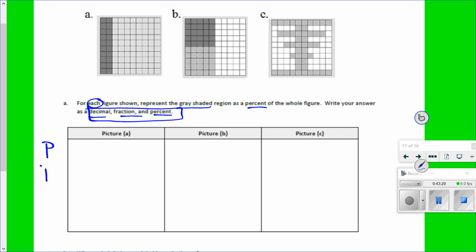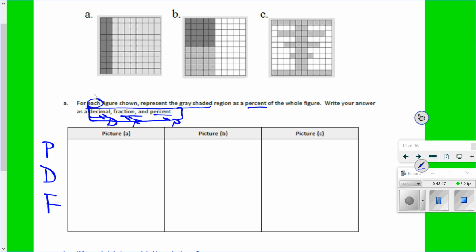Then percent to decimal is the easiest one to do because literally all I'm doing is moving my decimal twice. Then I'll finish off with fraction. Okay? So percent equals P, fraction equals F, and decimal equals D.